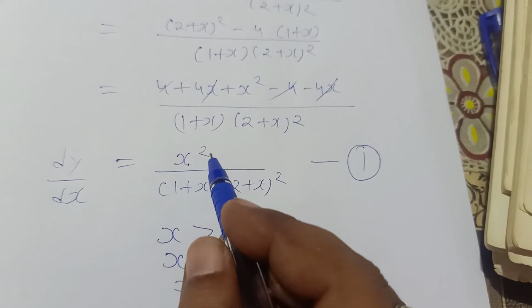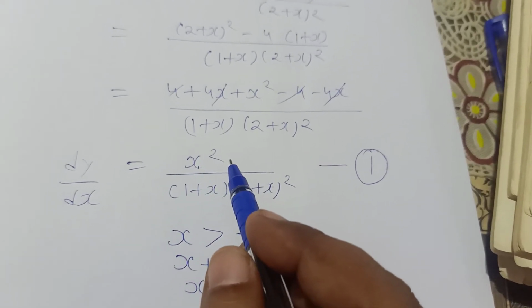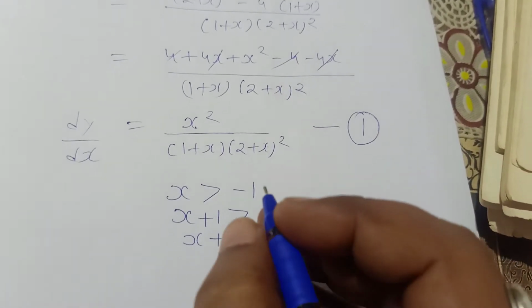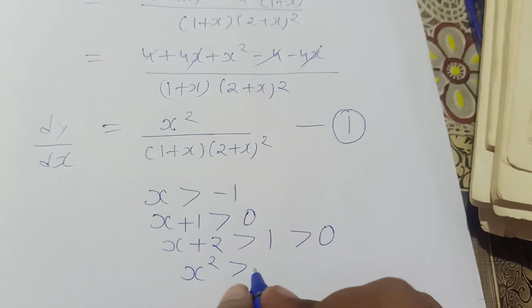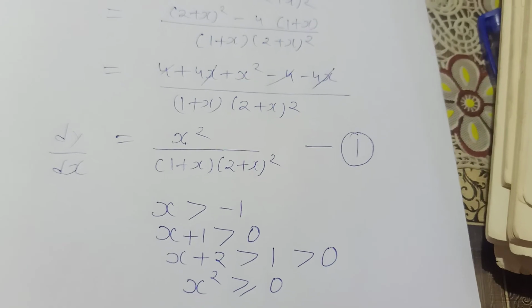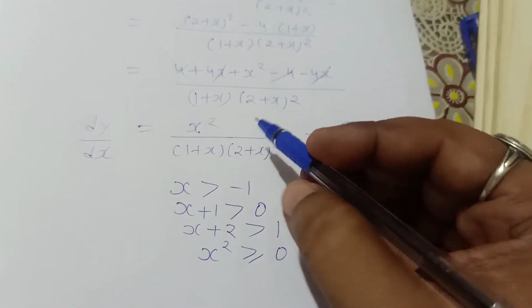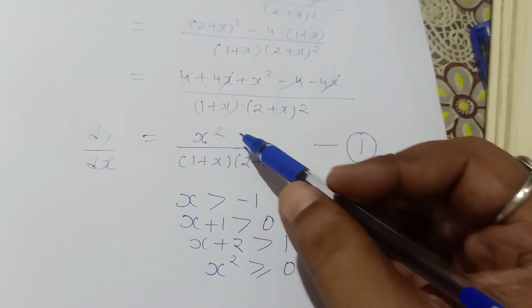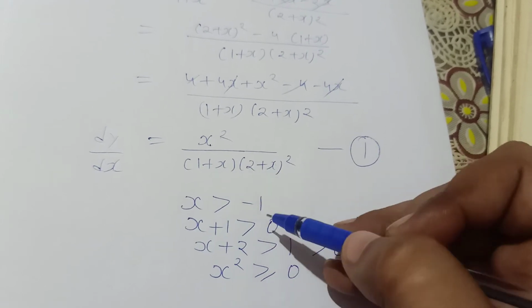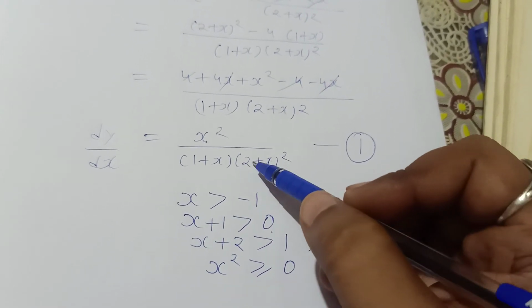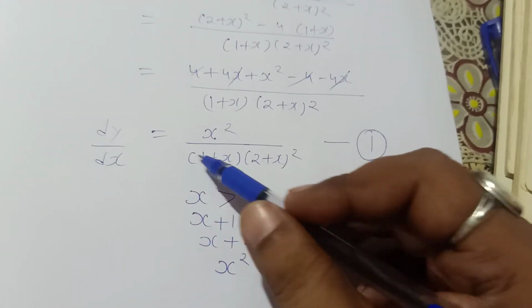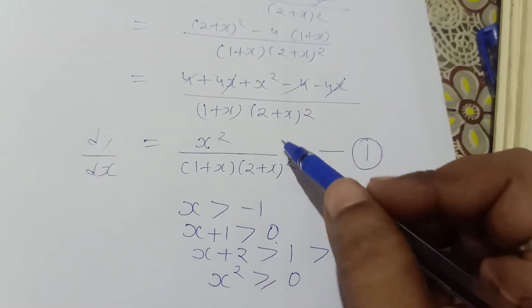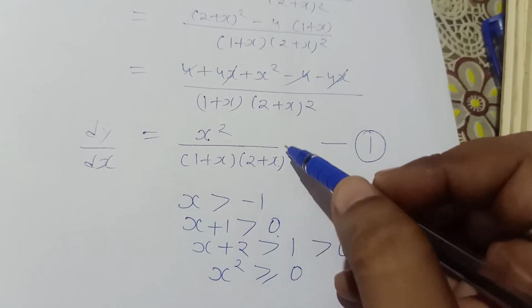x square is 0 for x equal to 0, and for all other values it will be positive. So we can say x square is greater than or equal to 0. This number 1 plus x is greater than 0. This number 2 plus x is greater than 0. So we can say this whole quantity will be either positive or equal to 0.